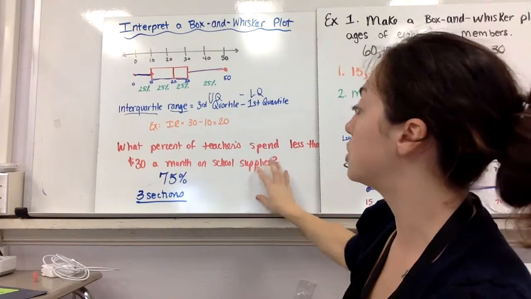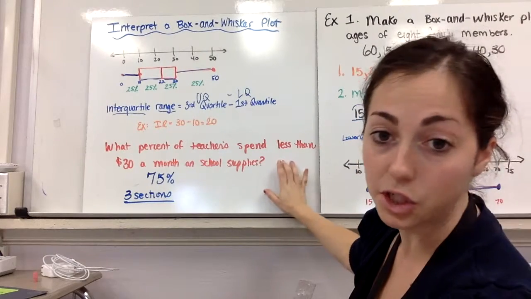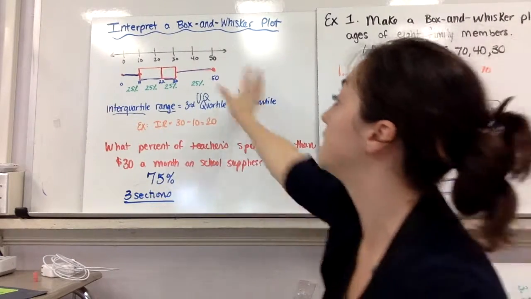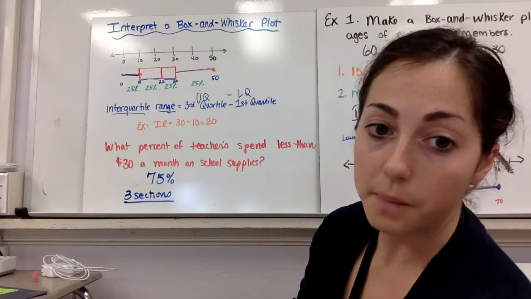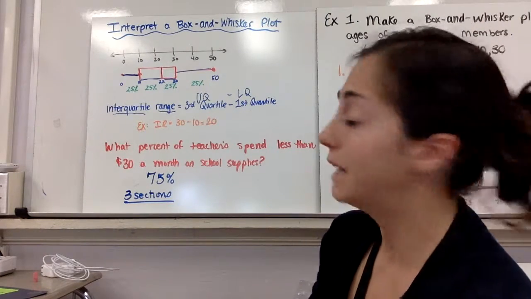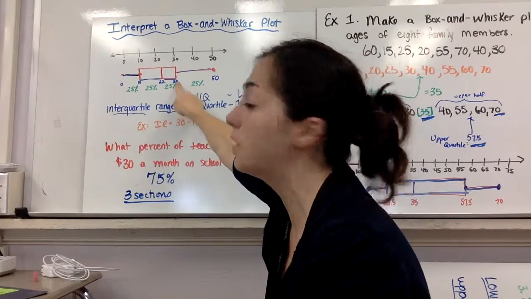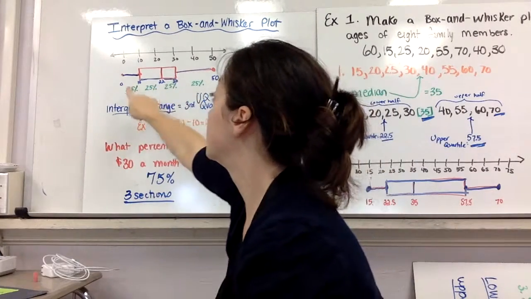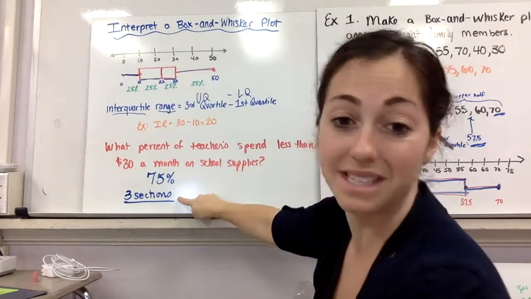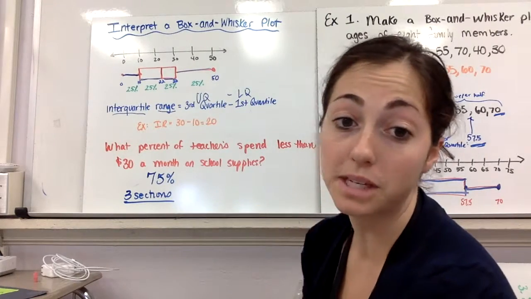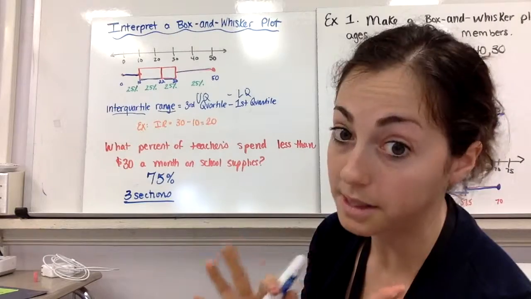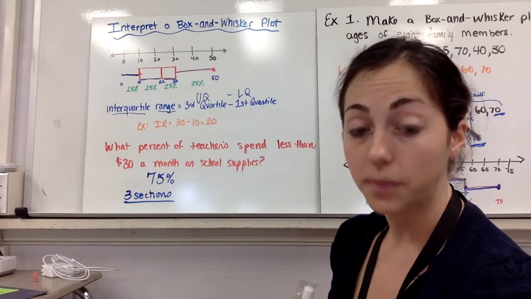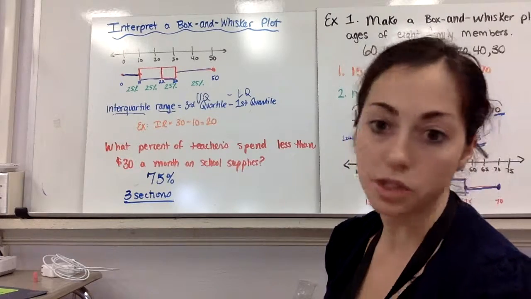Last thing, my question is, what percent of teachers spend less than $30 a month on school supplies? So remember, we said this data is about school supplies. So spend less than $30. Well, here's $30. What percent of teachers do that? Well, you've got 25, 25, and 25. That's 3 sections. So 75% of teachers, if this is real, I made this up, spend less than $30 a month on school supplies. Okay?